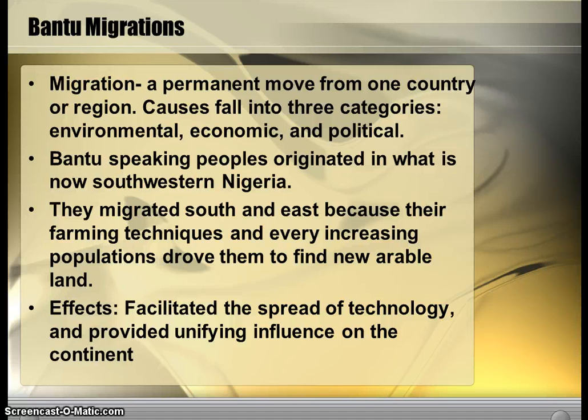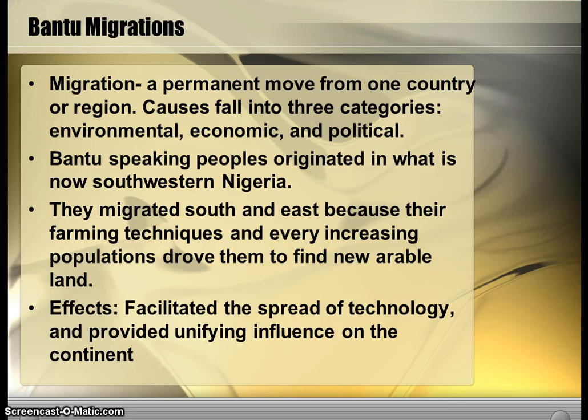Okay, let's talk about the Bantu migrations. If we remember back, migration is a move from one place to another, and in the world today, we talk about migrations in three categories: environmental, economic, and political. People either move because their environment is bad, they move because the economy is bad and they can't get a job, or they move because of political reasons. Maybe they're being persecuted.